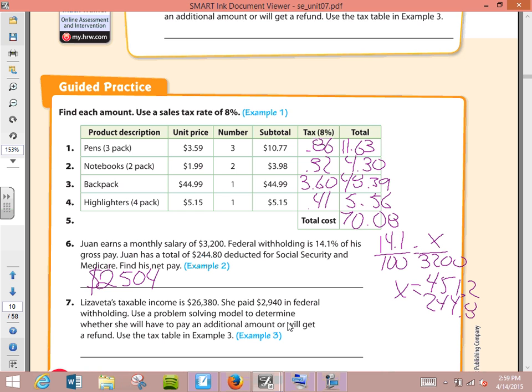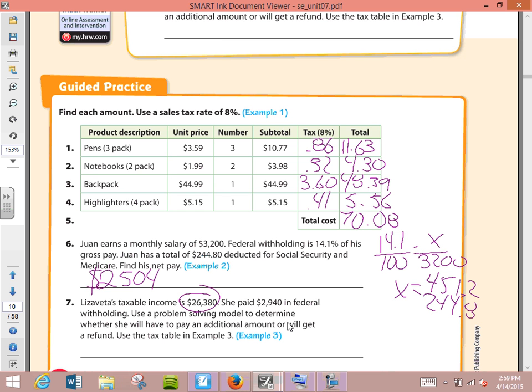Okay, I agree. Lizabetta's taxable income is $26,380. She paid $2,140 in federal withholding. Use the problem model to find out how much she will have to pay in taxes.